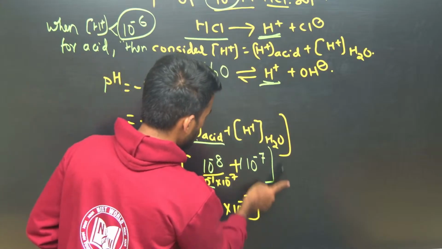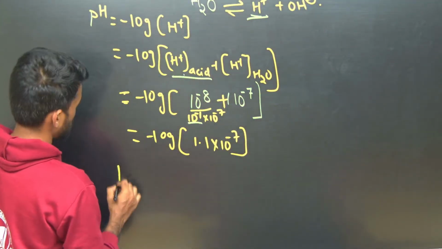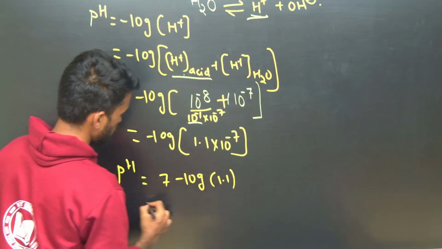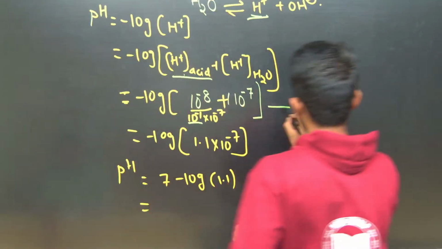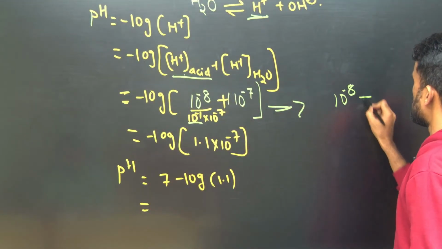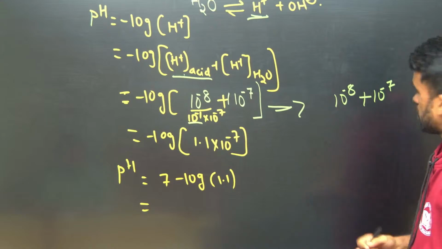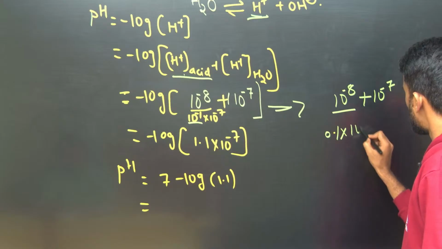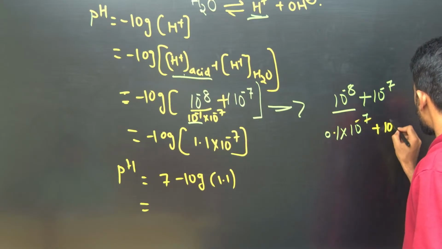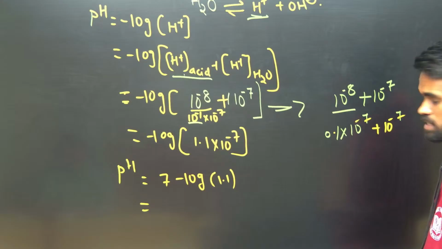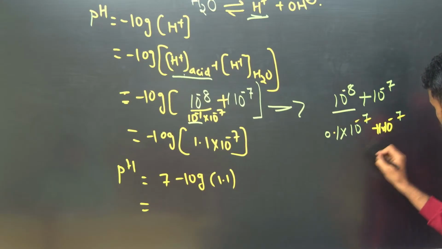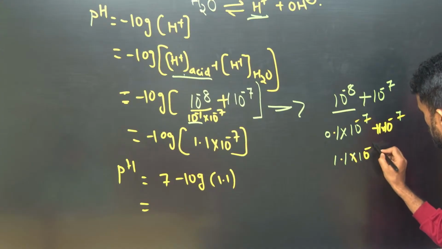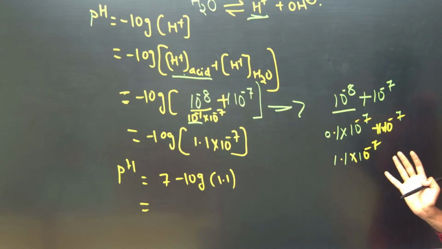Okay, so then next, what is pH here? 7 minus log 1.1. Okay, so look here, we have 10 power minus 8 plus 10 power minus 7. This one I am writing as 0.1 into 10 power minus 7 plus 10 power minus 7. Can I write it like this? So here 1 into 10 power minus 7 is nothing but 1 plus 0.1 means 1.1 into 10 power minus 7. So that is what I have taken here. Is that clear or not?